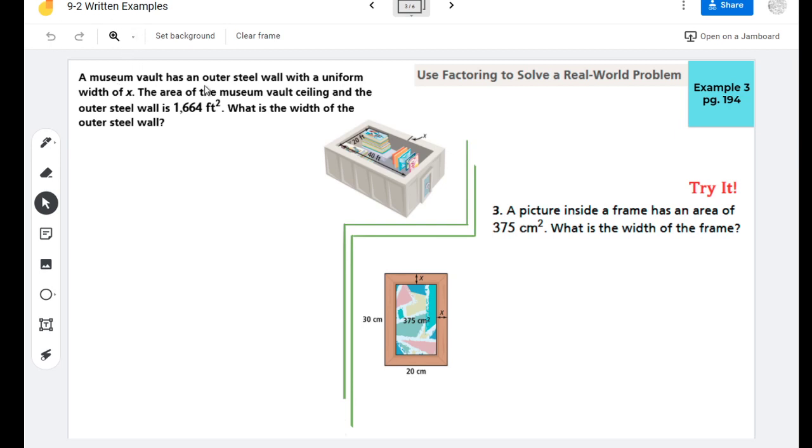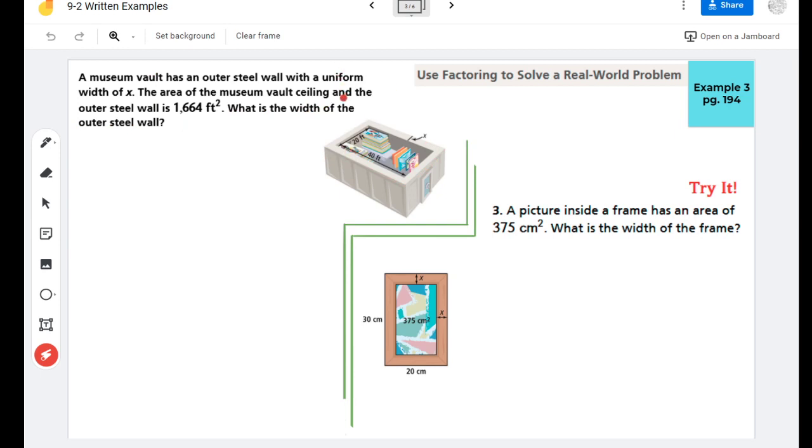So in this problem, it says that there's a museum vault that has an outer steel wall with a uniform width of x. The area of the museum vault ceiling and the outer steel wall is 1,664 feet squared. So they're saying all of this area. What is the width of the outer steel wall? So we're looking for that width.